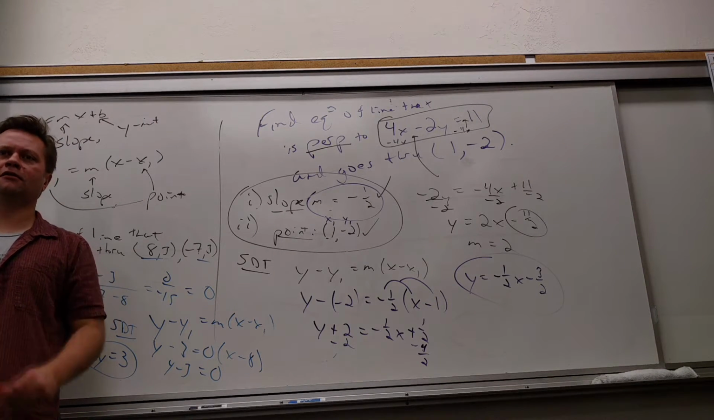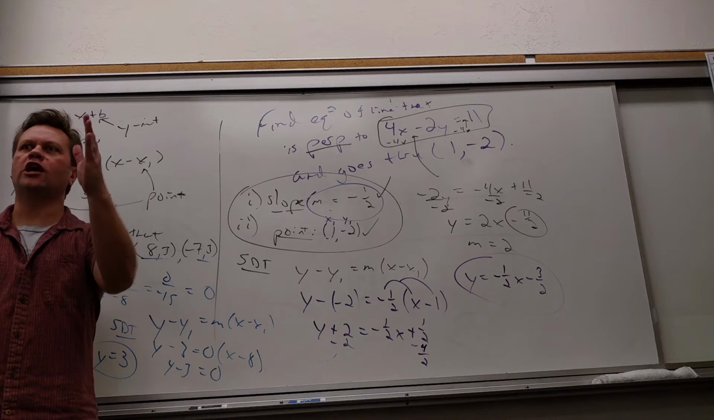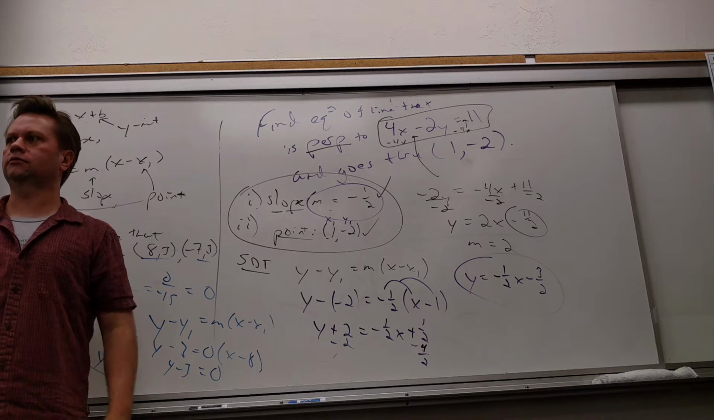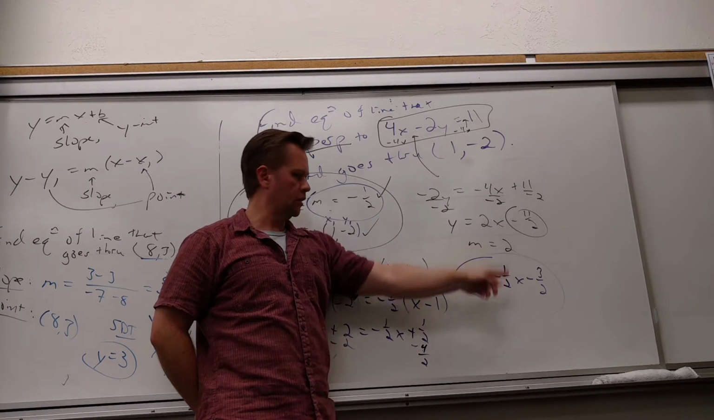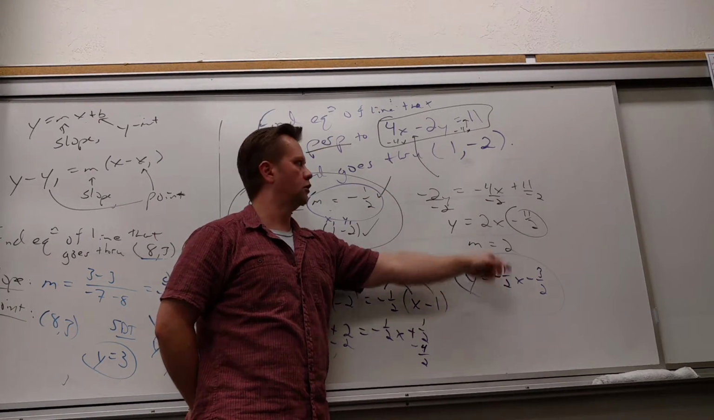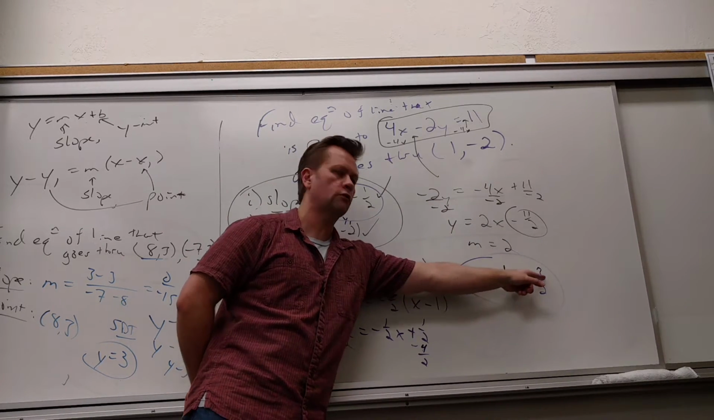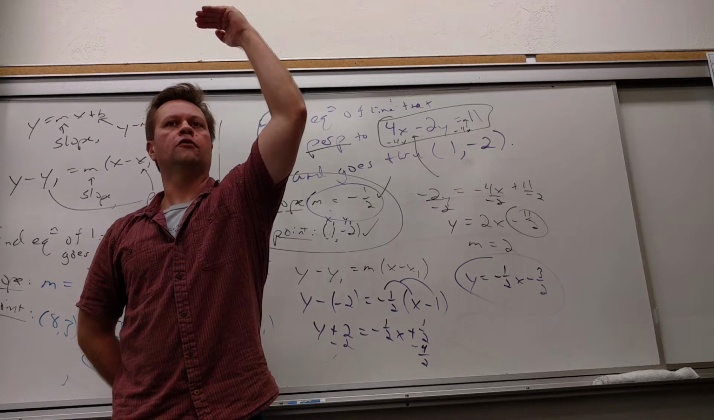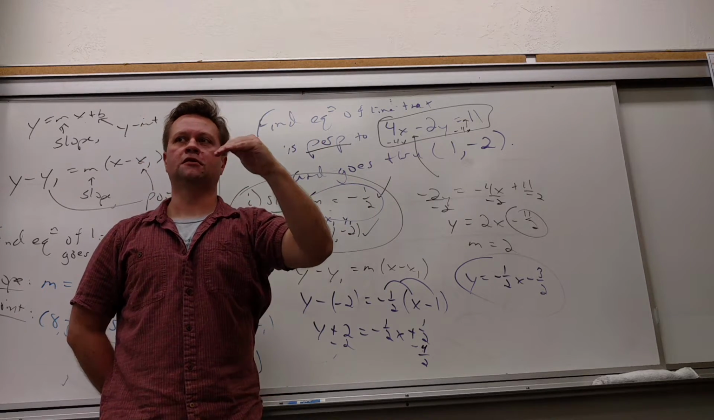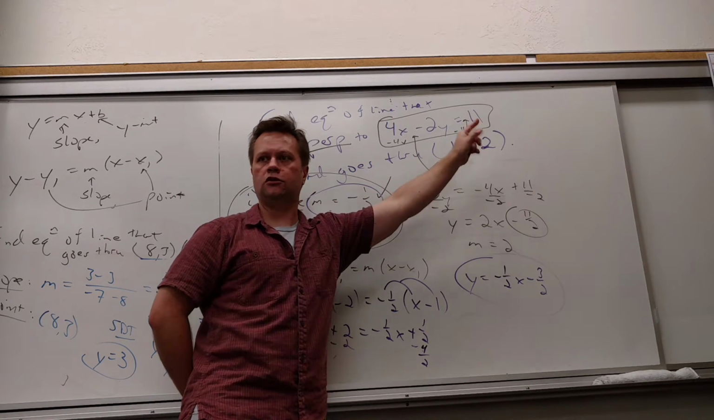How do you check that? Sorry. You guys are like, dude, what the hell. It's got to go through this point. Plug that point in, make sure it works. When you plug a 1 in, negative 1/2 times 1 is negative 1/2. Negative 1/2 minus 3/2 is negative 4/2, which is negative 2. So it works. When you plug a 1 in, you get a negative 2 out.